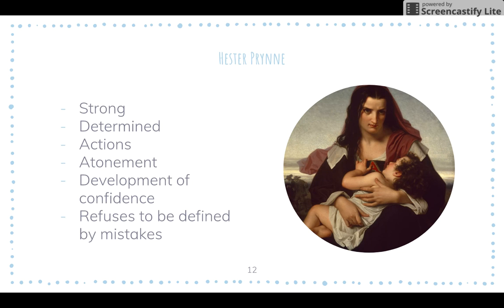Throughout the book, you can see a development of her confidence, and she refuses to be defined by her past mistakes. She instead moves forward. She gets the whole town to like her, which is a crazy thought at the beginning of the book when she is so ostracized.